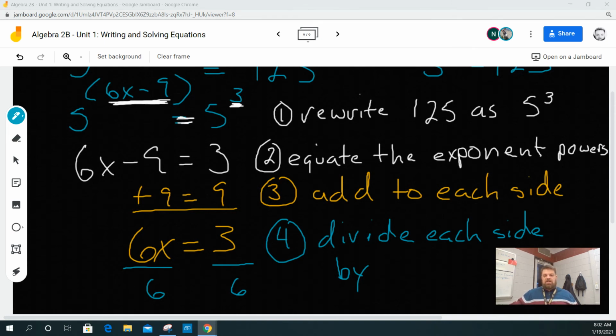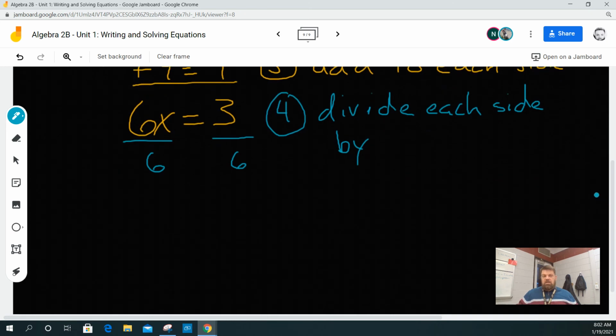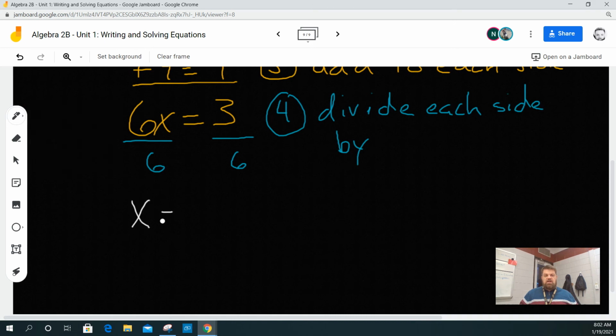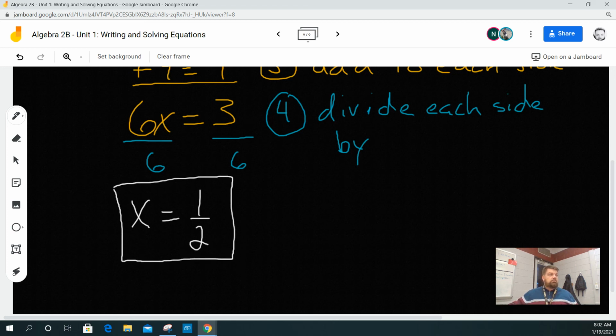Okay, so back to the problem. The 6's cancel in the front, and then I get x is 3 over 6, which reduces down to 1/2. And that's basically how you would solve that type of problem.